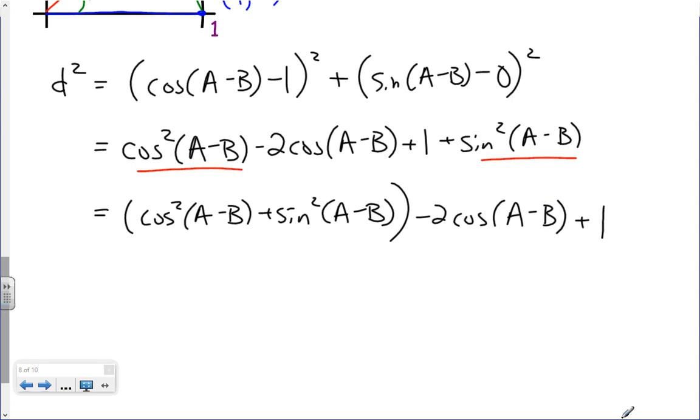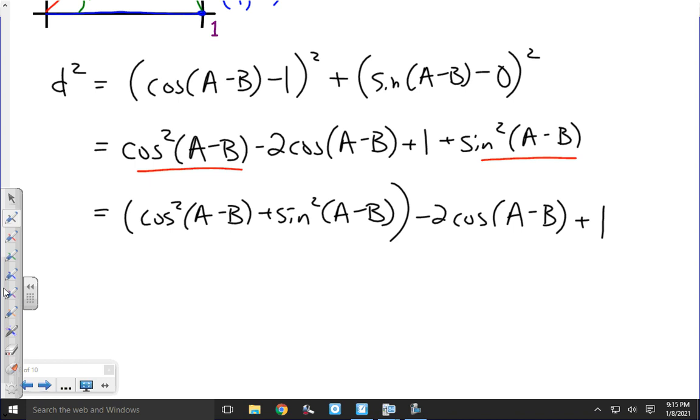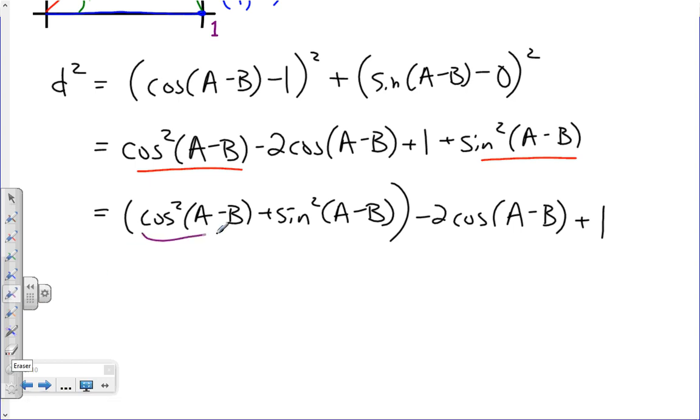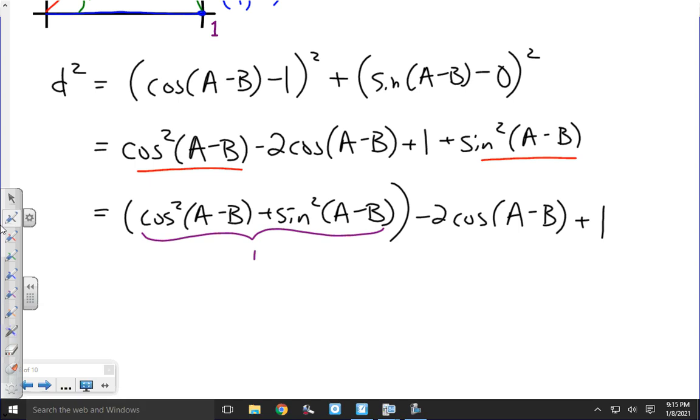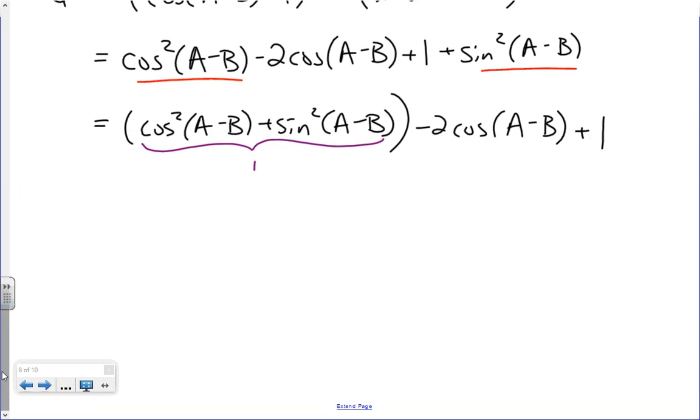Okay. And again, we're going to use our Pythagorean property here. Cosine squared of an angle plus sine squared of that same angle is equal to 1. And actually, I've got a 1 there at the end, so let's combine those two. So the 1 at the end plus this 1 here will give me 2, and then minus 2 cosine of a minus b. So now, again, this is what d squared is equal to.